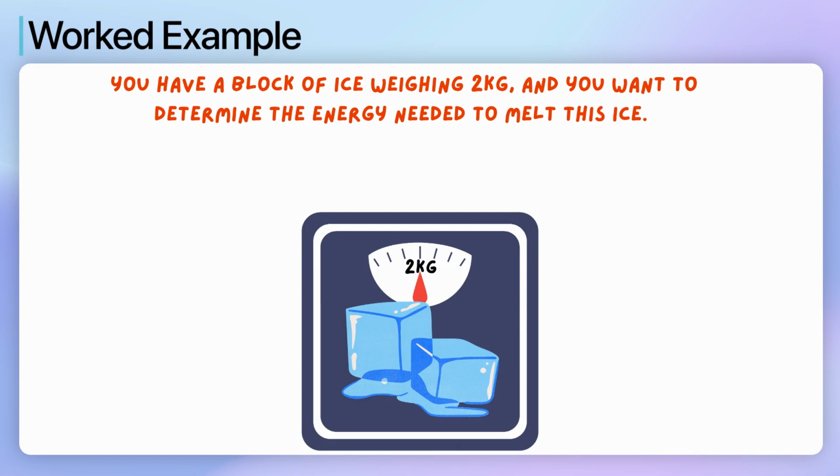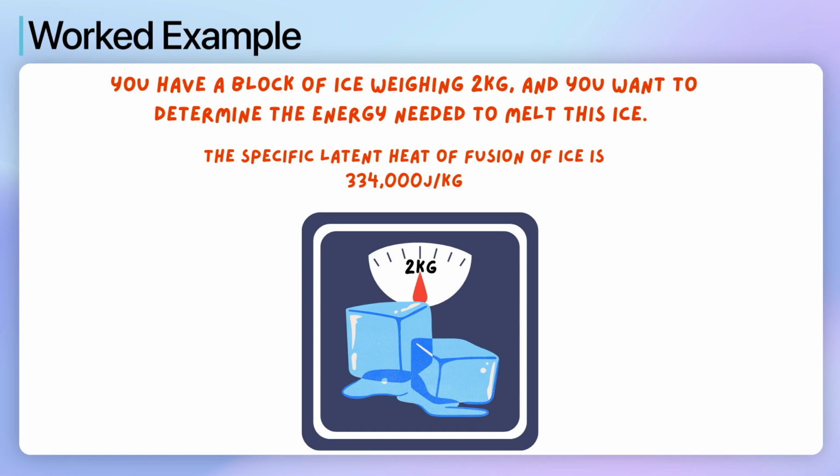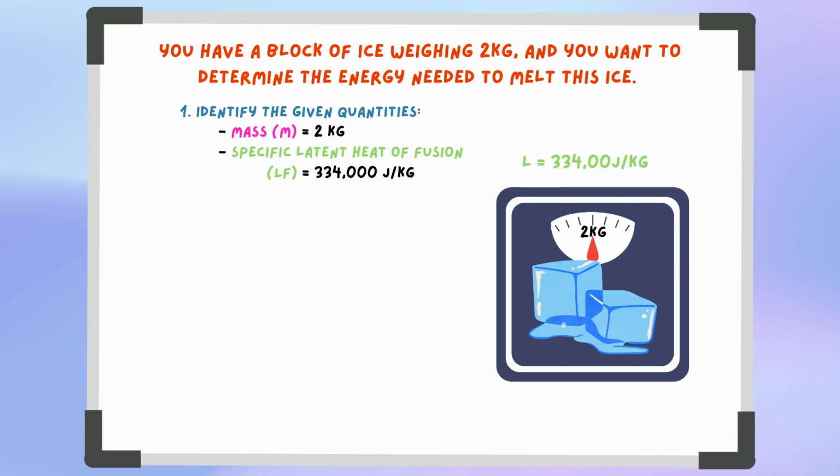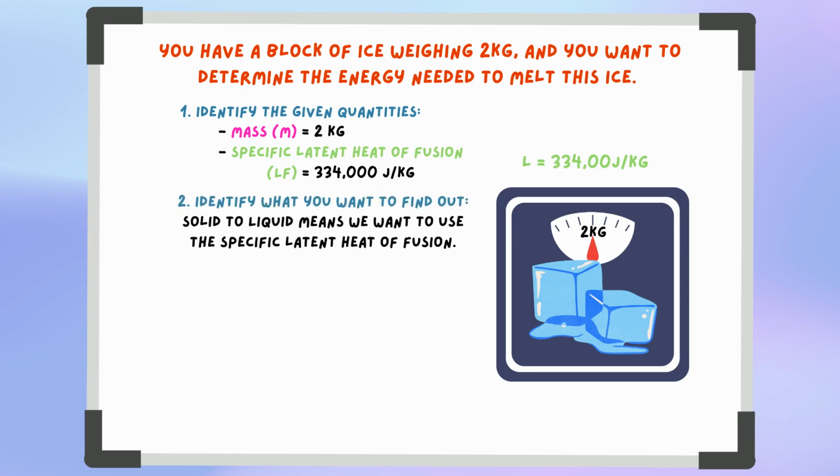To solidify our understanding, let's go through a worked example. Imagine you have a block of ice weighing 2 kilograms, and you want to determine the energy needed to melt this ice. Given the specific latent heat of fusion of ice is 334,000 joules per kilogram, we can follow these steps. We begin by identifying the given quantities. The mass of the block is 2 kilograms, and the specific latent heat of fusion is 334,000 joules per kilogram. Next, identify what you want to find out, which is the energy required to melt the ice. Since we are going from solid to liquid, we use the specific latent heat of fusion.